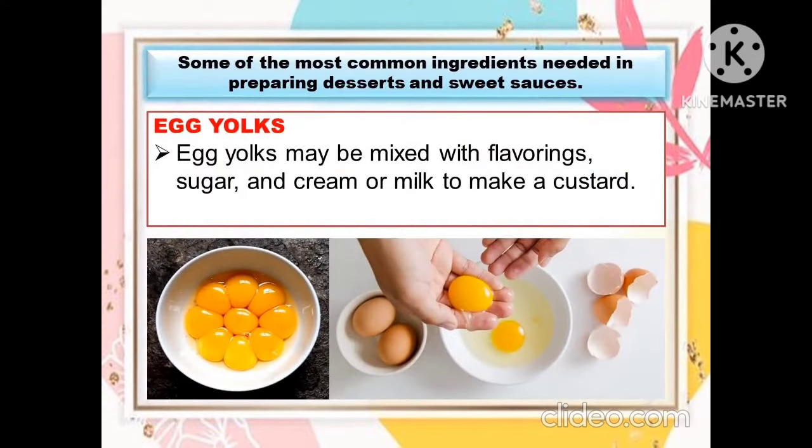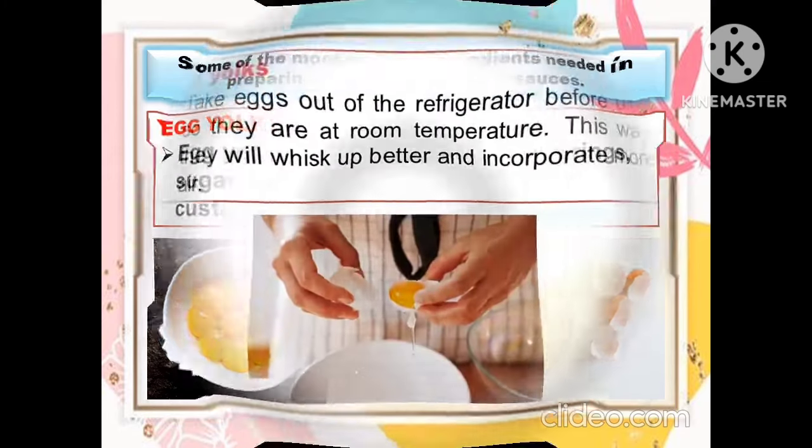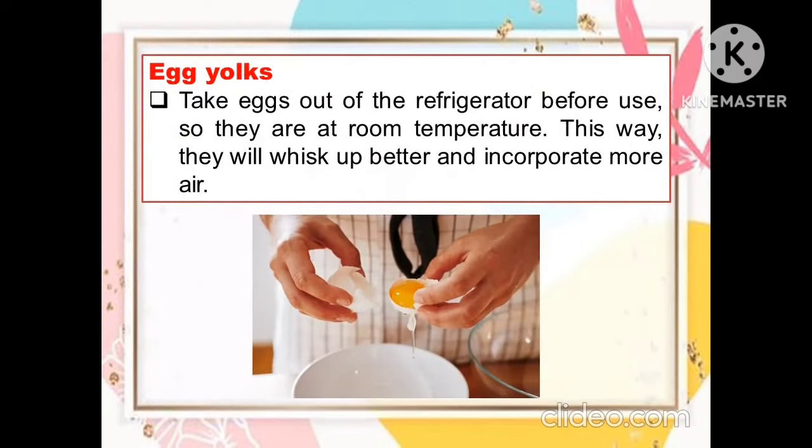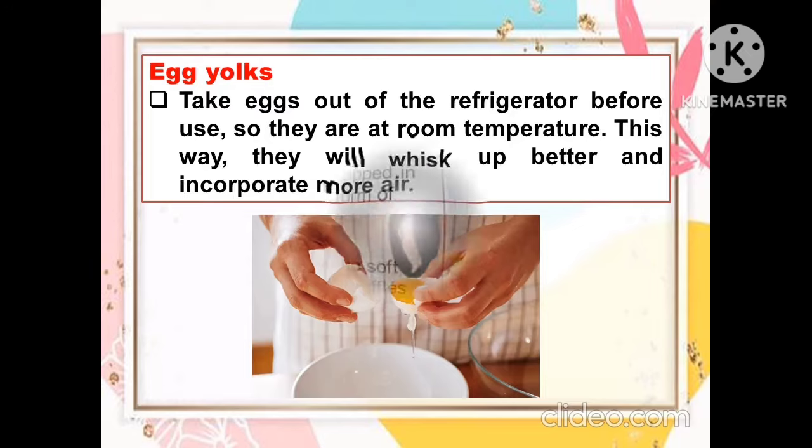Another common ingredient needed in preparing desserts and sweet sauces is egg yolks. Egg yolks may be mixed with flavorings, sugar, and cream or milk to make custard. For egg yolks, take eggs out of the refrigerator before use, so they are at room temperature. This way, they will whisk up better and incorporate more air.